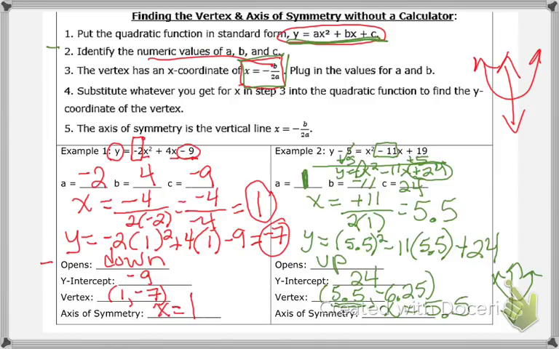So now that you've gone ahead and looked at these 2 examples, it's time for you to rock out the 6 problems plus the exit ticket on the back.